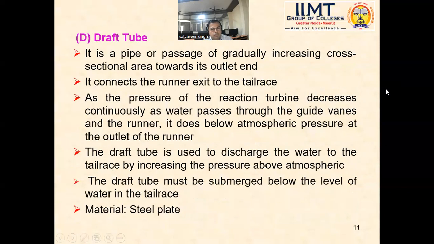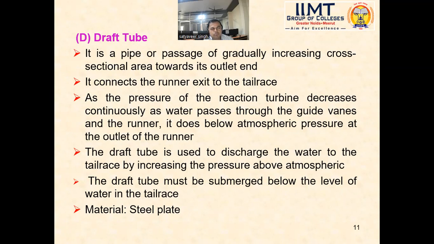Now come to the draft tube. What is the function of the draft tube? Basically, it is a pipe or passage of gradually increasing cross-sectional area towards its outlet end, and it connects the runner exit to the tail race. The pressure of the reaction turbine decreases continuously as the water passes through the guide vanes and the runner. It goes below atmospheric pressure at the outlet of the runner, and the draft tube is used to discharge the water to the tail race by increasing the pressure to atmospheric.